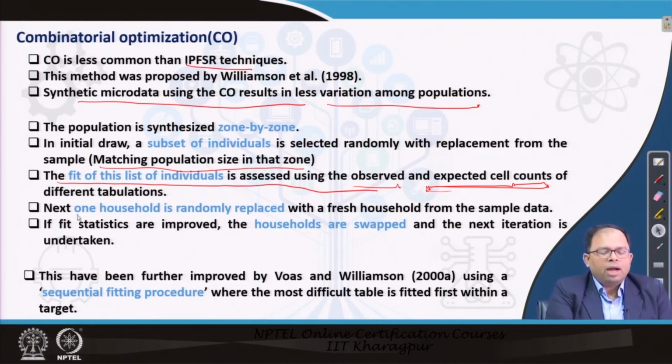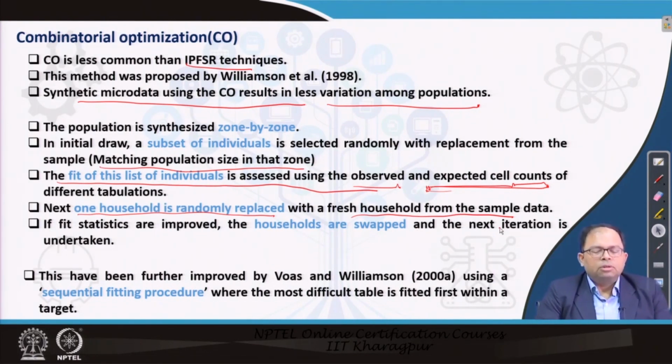Then what we do is, one household from the sample that we have selected is replaced randomly with a fresh household from the sample data, and we keep on doing that one after another. But we need to check that when we replace it, does it improve the fit statistic? If it improves the fit statistic, we will retain the new household. Otherwise, we will return it back and then we will select another household from the sample. So, if the fit statistic is improved, the households are swapped and the next iteration is undertaken. So, this is the general procedure of combinatorial optimization.